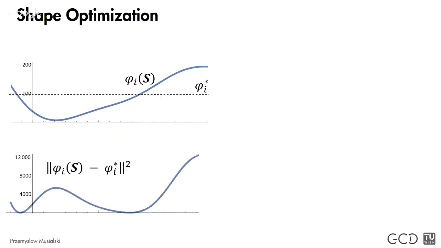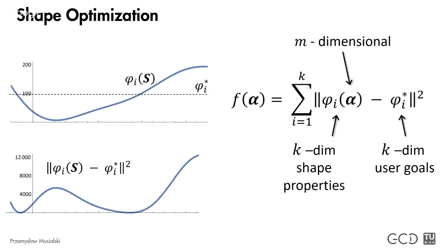And this is what we can formulate now as just a sum of squared differences of the goal value and the particular shape property we are trying to optimize. And this basically boils down to this general objective function where we just sum over those k properties we want to optimize.